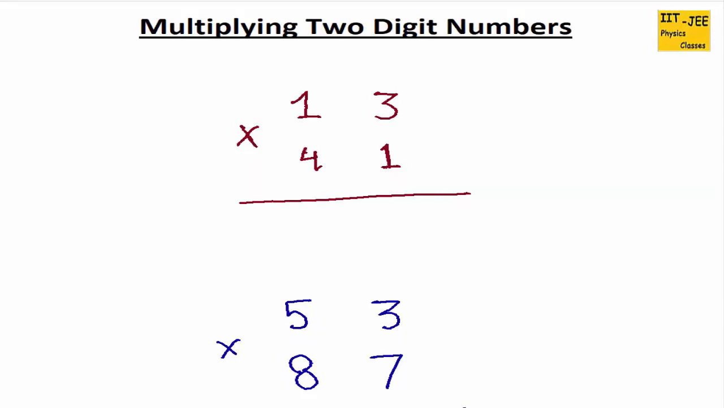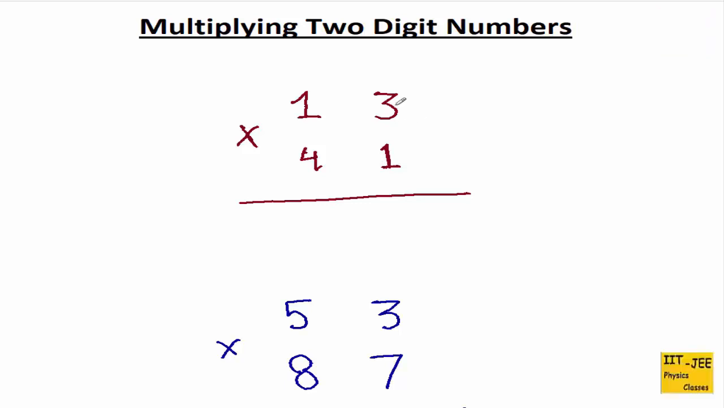IIT-JEE Physics classes. Today we are going to learn fast calculation multiplying two digit numbers. So here is the first example. We have two digit numbers 13 and 41. We have to multiply them in one step.